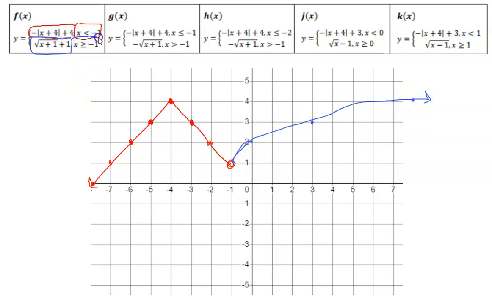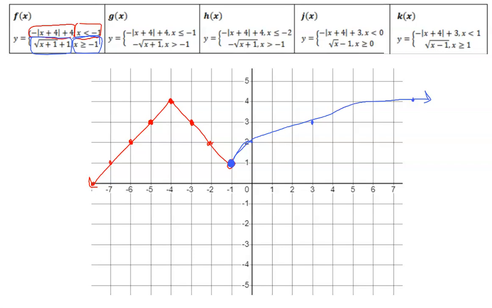Okay, now the subdomain for this subfunction is x is greater than or equal to -1. The equals is inclusive, so that endpoint is going to be a closed circle. Okay, and then we keep the part of the graph that's greater than -1, which is the whole entire half a sideways parabola. So that would be the graph for f of x.